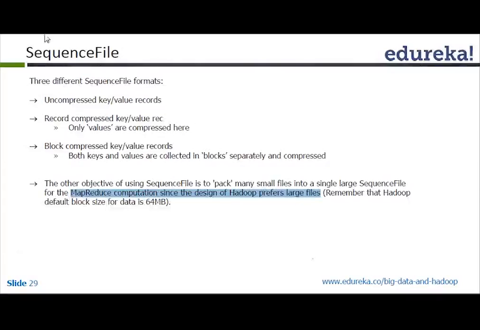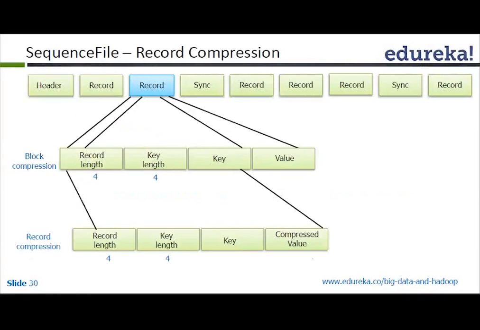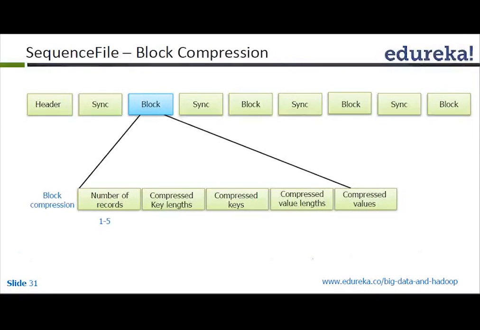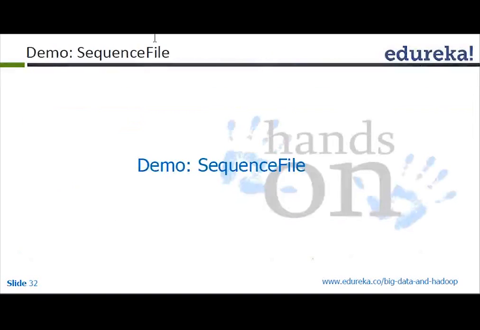So let me go back to my PDF. Remember I told you there are two types of compressions. If you do a record level compression, only your values will be compressed. If you do a block level compression, then your keys and values both will be compressed. Okay, so these are the various compression techniques. So in block compression, both your keys and values will be compressed, whereas in record, only the value will be compressed. So now let's take an example of a demo of a sequence file.